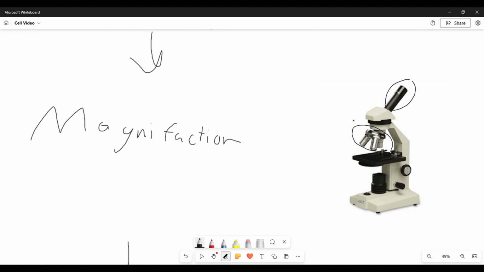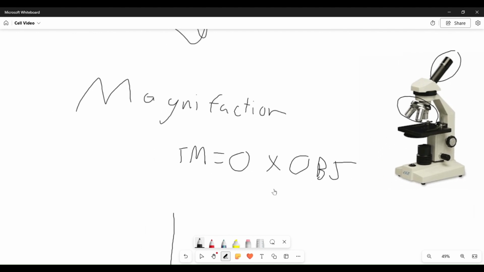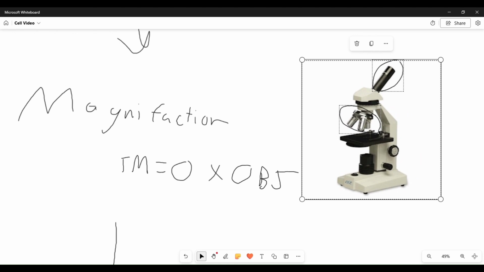To find the total magnification of your microscope, you need to look at the ocular and the objective and multiply those two things together. So total magnification is equal to the magnification of the ocular times the magnification of the objective. For example, if the magnifying power of the ocular is 10x and the magnifying power of the objective is also 10x, then the total magnification power would be 100x.